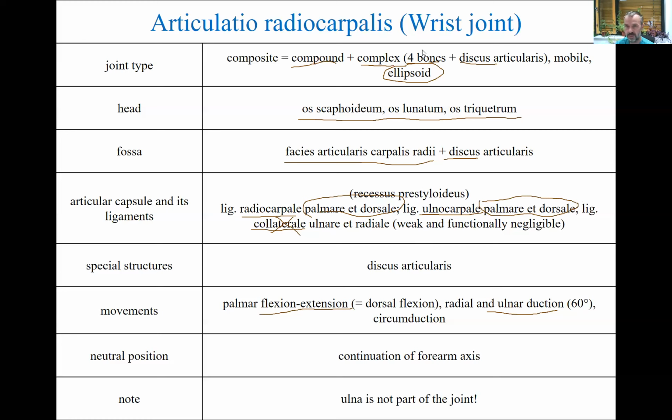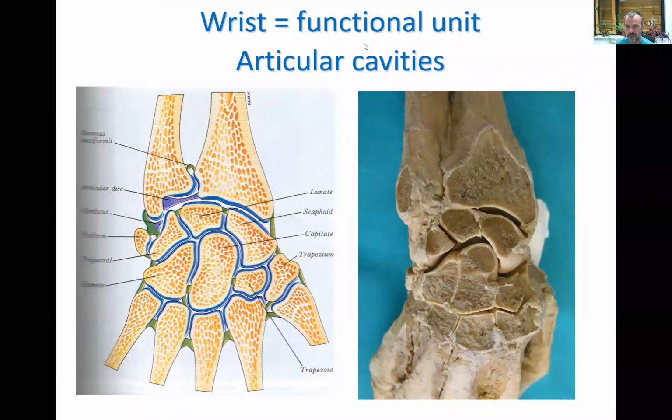So now we can look again here and repeat that the head is formed by the scaphoid, lunate, and triquetrum. That's the head. The fossa is the carpal articular surface of the radius and the articular disc. So the ulna is not there. And the collateral ligaments are very thin, and thicker are the ligaments which are called radiocarpal and ulnocarpal, dorsal and palmar.